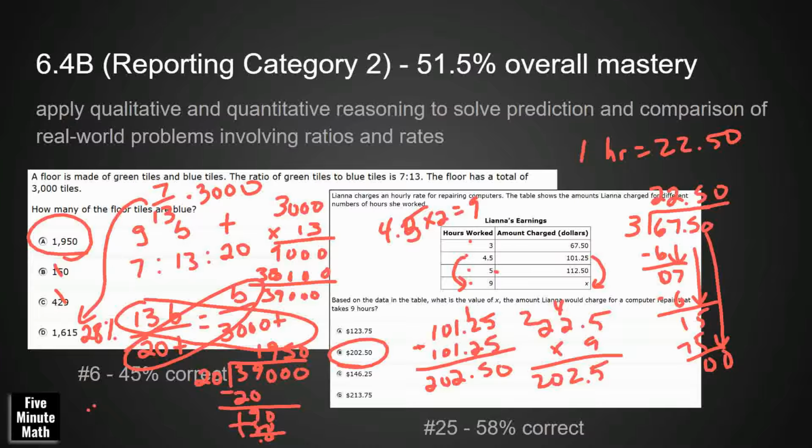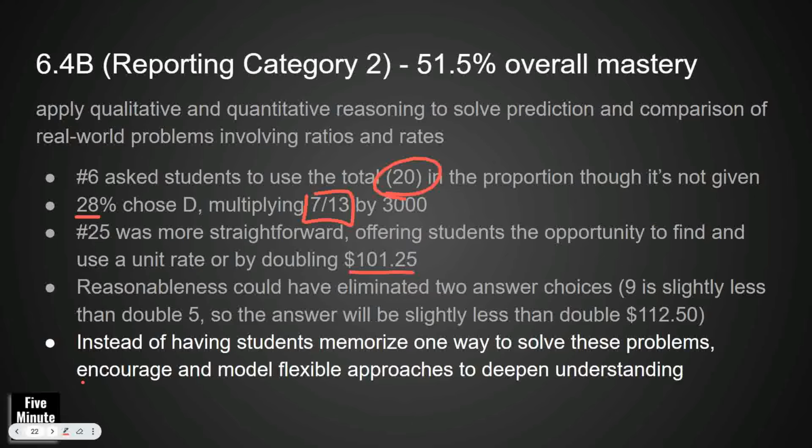So if I double that, this can be like 224. So it's going to be slightly less than that. So it would have been these two that I would have been looking at, and these two are going to be much too far away. So I could have at least eliminated A and C just by reasonableness.